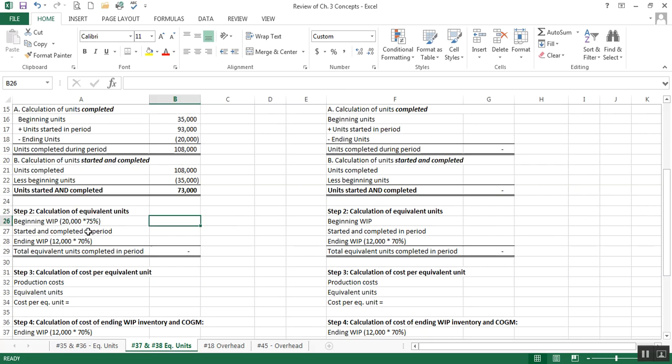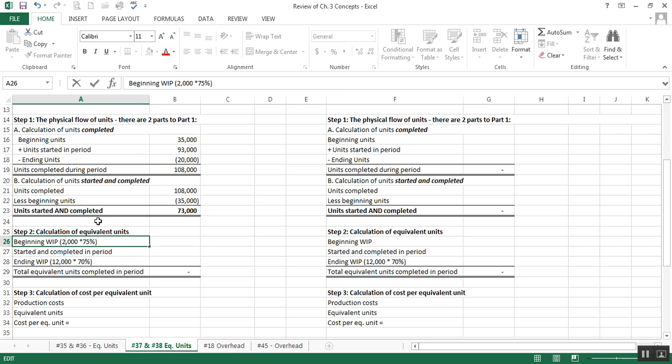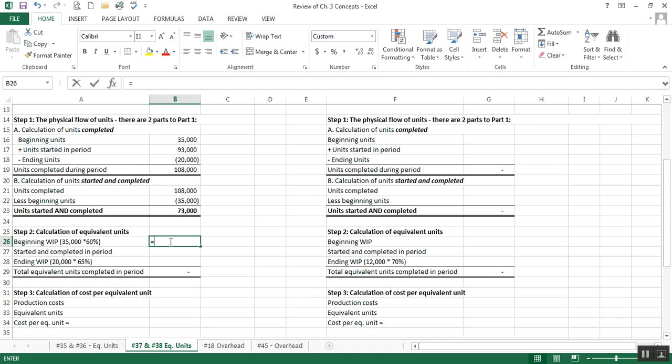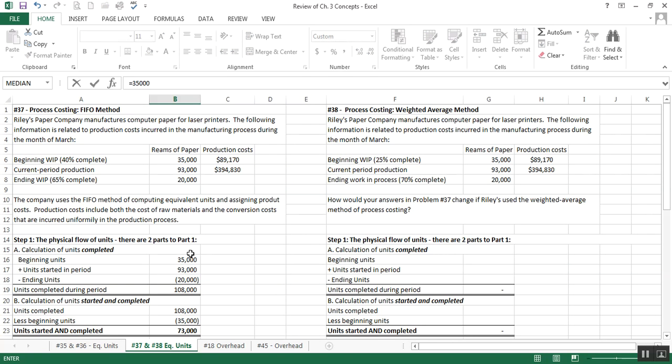Now we're going to use this information to calculate our equivalent units. So our equivalent units are 35,000 times 60%. This information is from the previous example. So let's go back here. Our beginning work in process is 40% completed. That means that we have 60% remaining that needs to be completed. So it's going to be the 35,000 in beginning work in process times 60% that still needs to be completed.